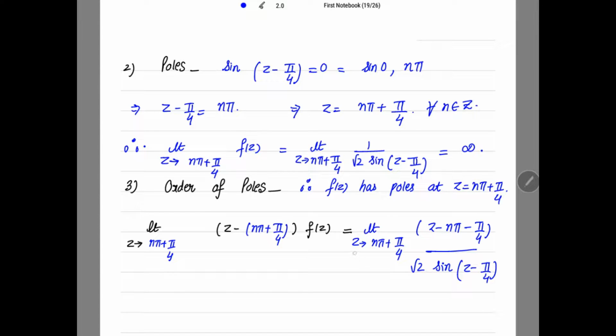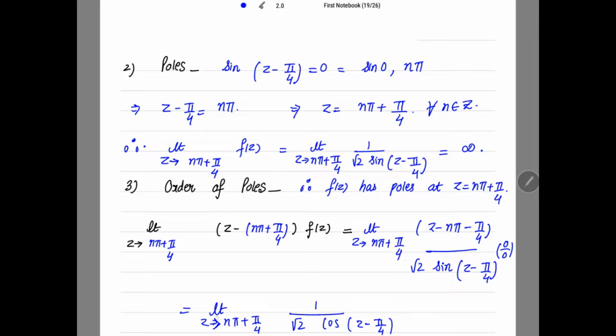Now if you put the value of z over here, you will get 0 by 0 form, right? And now I'm going to use L'Hopital's rule over here. Differentiate the numerator and denominator with respect to z, and you will get the limit as z tends to n pi plus pi by 4. What is the differentiation of the numerator with respect to z? It is 1 only over. Now the derivative of sine of z minus pi by 4 is root 2 as it is. So this is cos of z minus pi by 4.